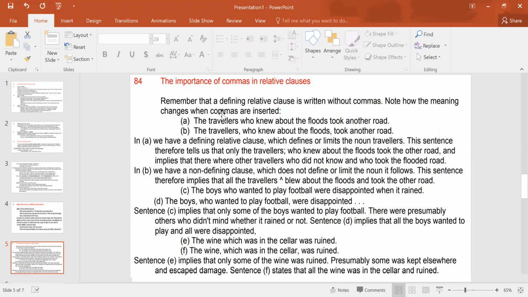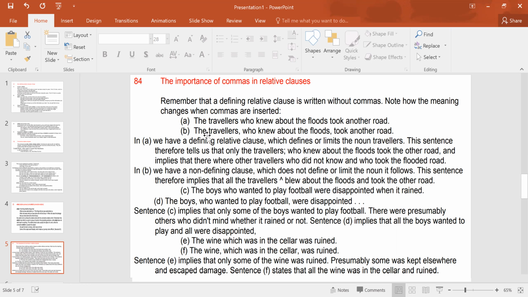So this sentence tells us that the travelers who knew about the floods took another road. And it implies that there were other travelers who did not know and who took the flooded road. So the travelers are not all the travelers. We are just talking about only the travelers who knew about the floods. So they took another road.